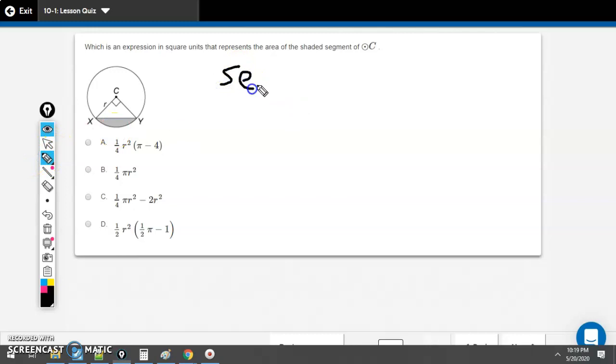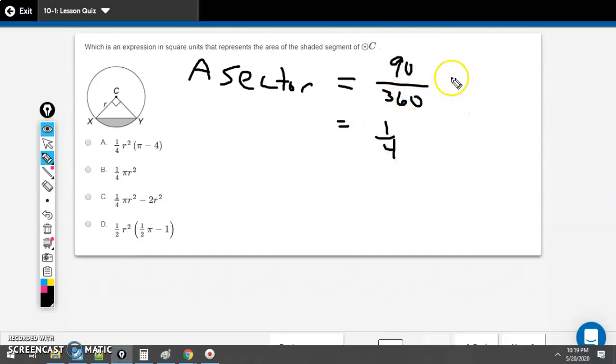Okay, so the sector, area of the sector is equal to n over 360. So this time it's a 90-degree angle, so you're going to do 90 over 360. Okay, 90 over 360 reduces to 1/4, by the way, which is nice, times pi times r squared. Now, they don't tell you what r is this time, but it doesn't matter. All right. Now, the area of a triangle.